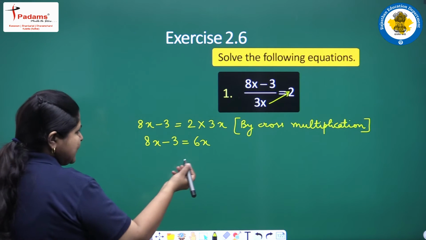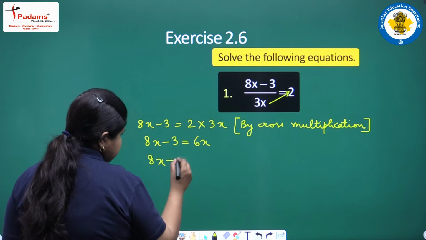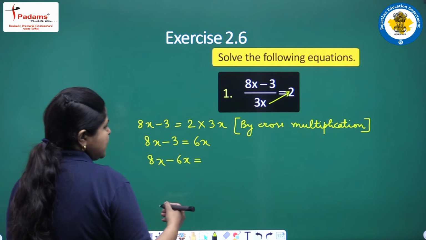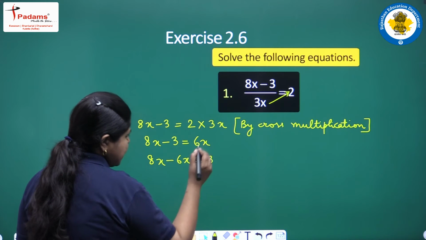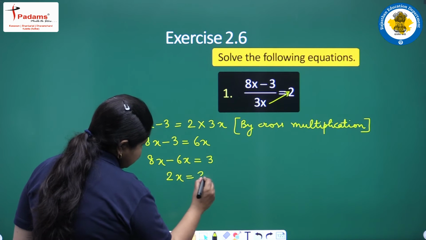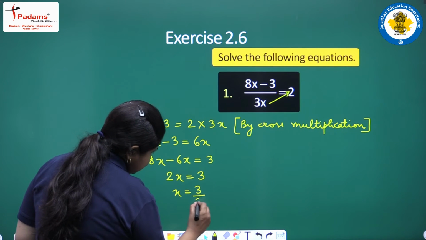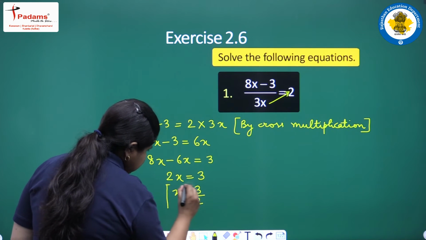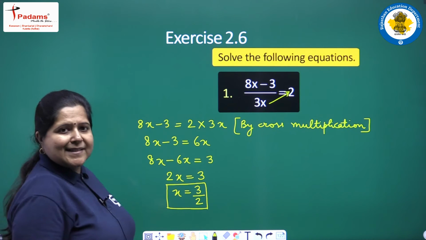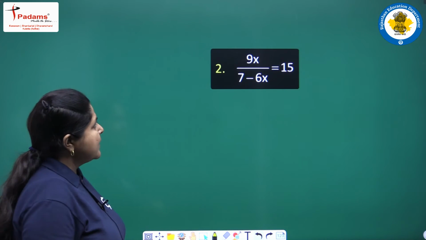A very simple one. 8x will be in LHS. Bring this 6x, it will become minus 6x, and 3 will be transposed to the RHS, it becomes plus 3. This will give us 2x equal to 3 and x equal to 3/2. This is the solution of the equation. Is it clear to you? Next we move on to question number 2.